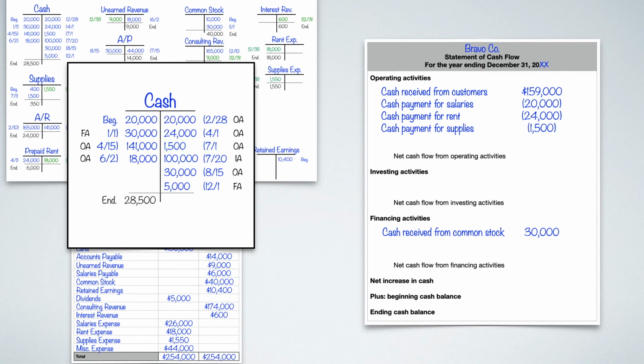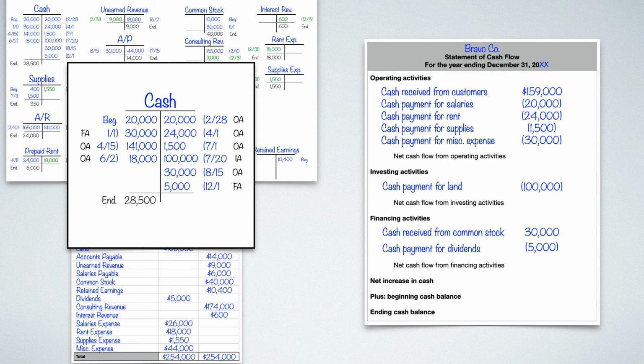The next one was an IA. That was for land. That was for the 100,000. So under investing activities, I will put cash payments for land of negative 100,000. Then I will go to the next one, which is the 30,000 on 8.15. That was for miscellaneous expenses. That was paying off the AP, but was specific to miscellaneous expenses. So I'll put cash payment for miscellaneous expenses of negative 30,000. And finally, I have the 5,000 on 12.1. That was for dividends. So that is going to be cash payment for dividends of negative 5,000.